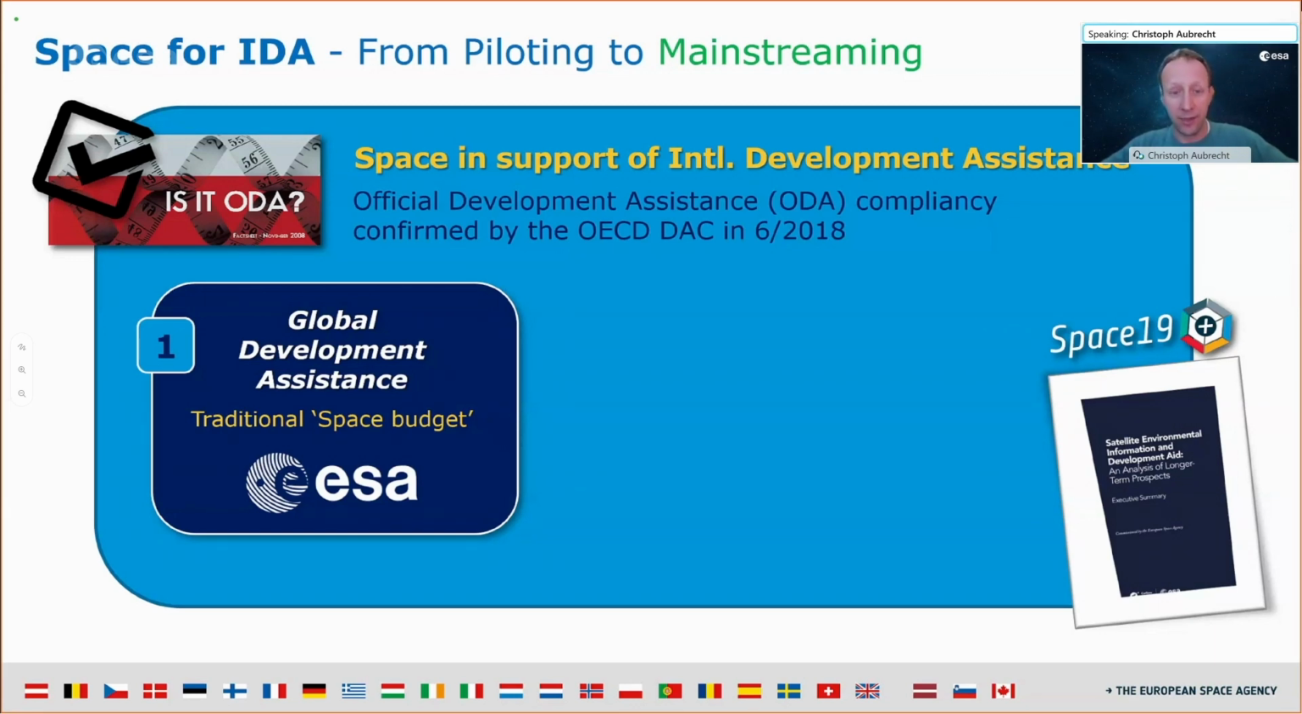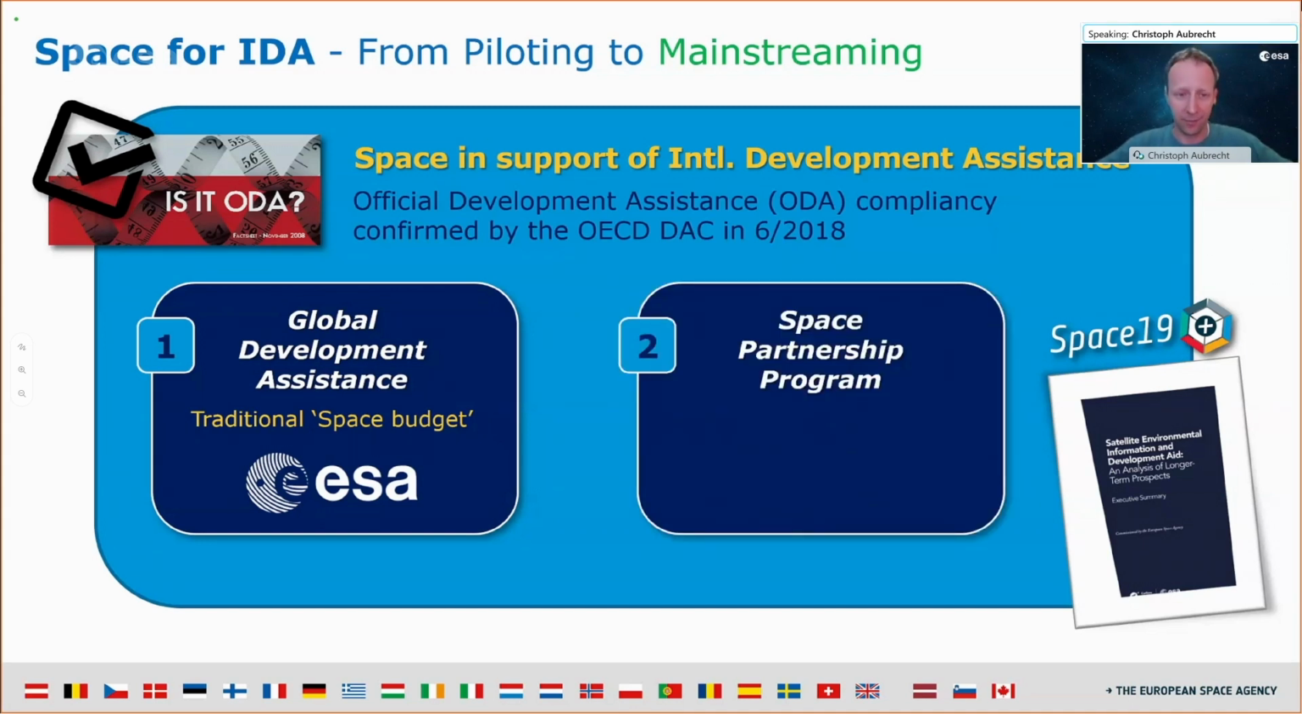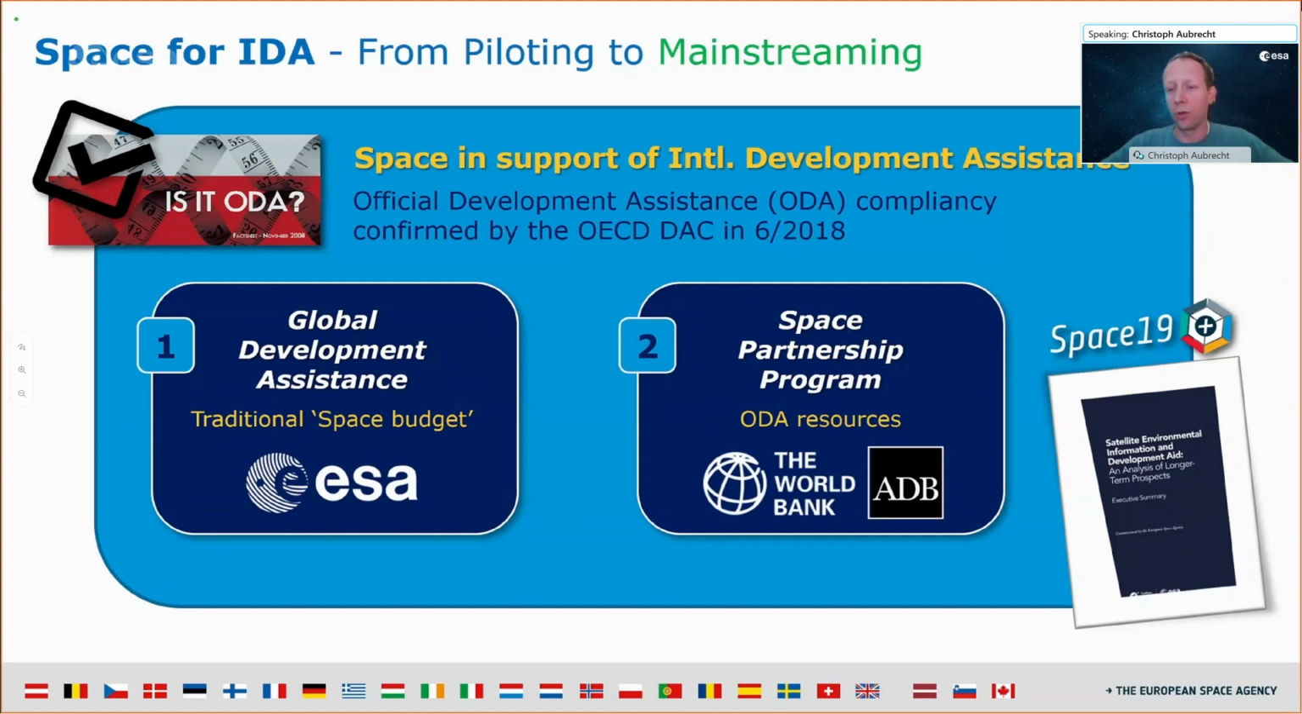And since summer 2018, the initiative Space for IDA is actually accredited by the OECD, who is the authority for that, as ODA compliant. So that opened up basically the game to also use not only space budget, but also development budget to fund such activities. So Space for IDA now is structured in two components, if you will. One component being implemented and financed through ESA, so basically through our member states, traditional space budget, so that's GDA. And then the other component is being implemented and financed through development finance resources, or ODA resources. So you see those two here listed side to side, and they operate under a jointly agreed work program.